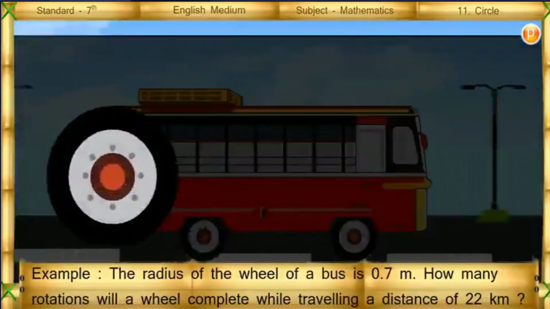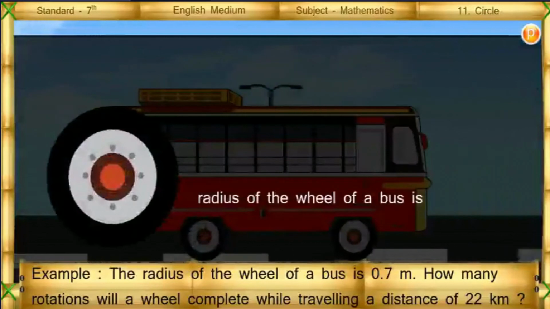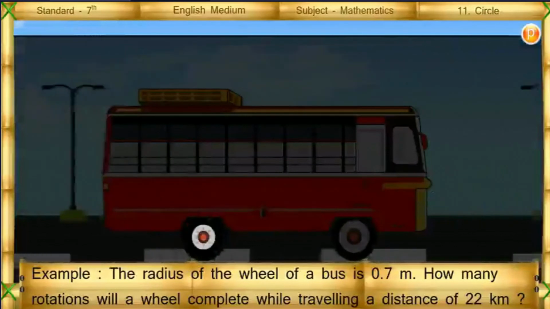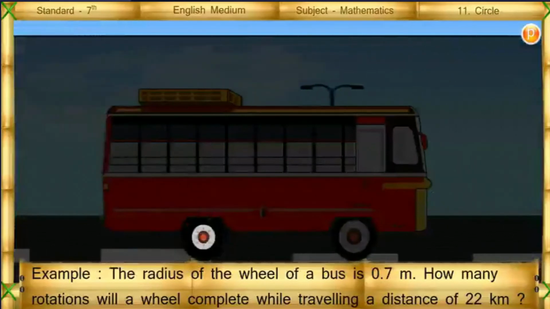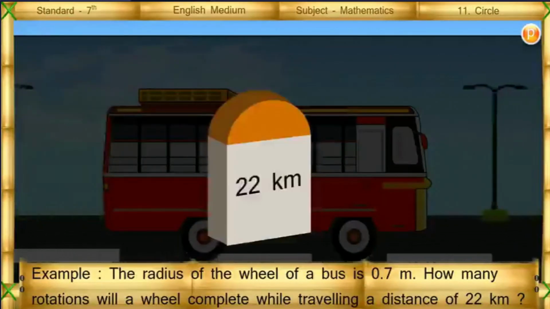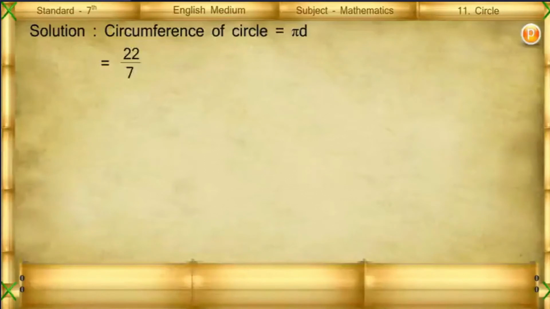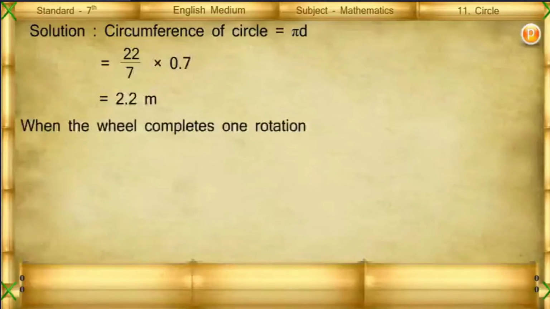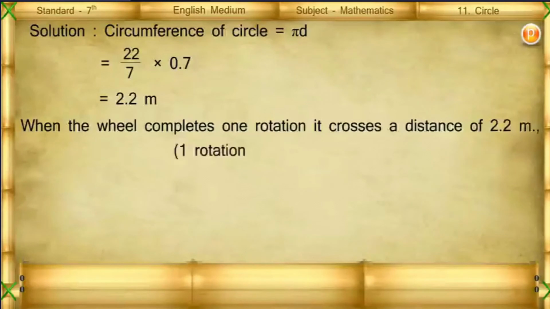Example. The radius of the wheel of a bus is 0.7 meters. How many rotations will a wheel complete while traveling a distance of 22 kilometers? Solution. Circumference of circle is equal to 2 pi r is equal to 2 into 22 divided by 7 into 0.7 is equal to 4.4 meters. When the wheel completes one rotation, it crosses a distance of that many meters. One rotation is equal to one circumference.